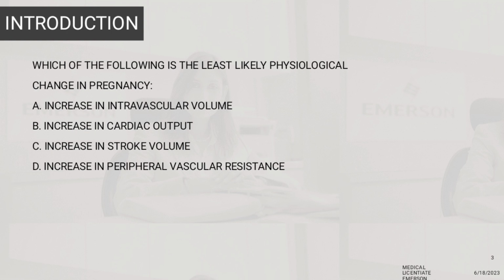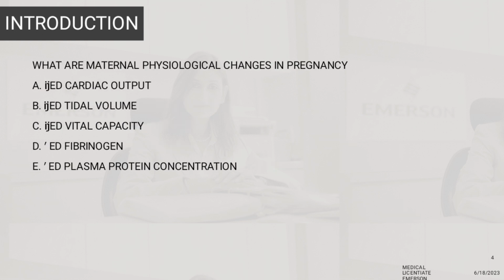Then the second question is which of the following is the least likely physiological change in pregnancy? A is increase in intravascular volume, B increase in cardiac output, C increase in stroke volume, D increase in peripheral vascular resistance. Then the third question is what are the maternal physiological changes in pregnancy? Those are some of the MCQs you are most likely to be asked on the physiological changes in pregnancy.